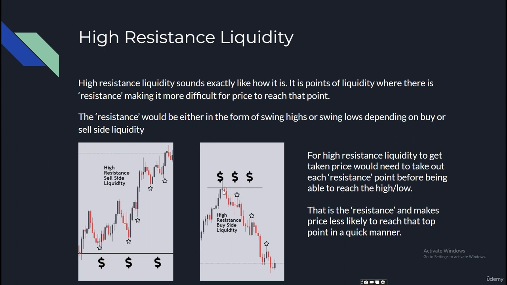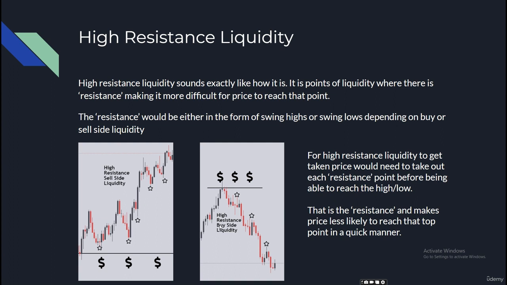Same thing happening here. If you want price to take out the swing high here, it's not going to happen like this. Very, very rarely is that going to happen. So what we would expect price to do if it wants to go all the way up here is first see a displacement up, then a retracement lower, then a displacement higher, retracement lower, displacement higher, retracement lower, until finally taking out this high resistance buy side liquidity.